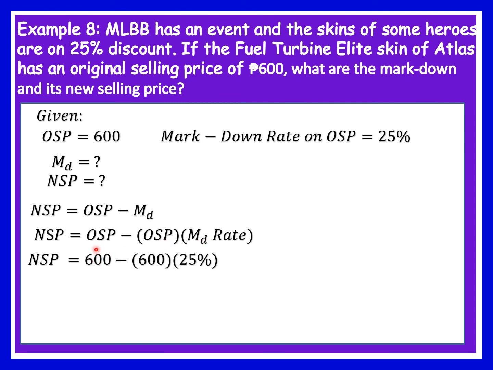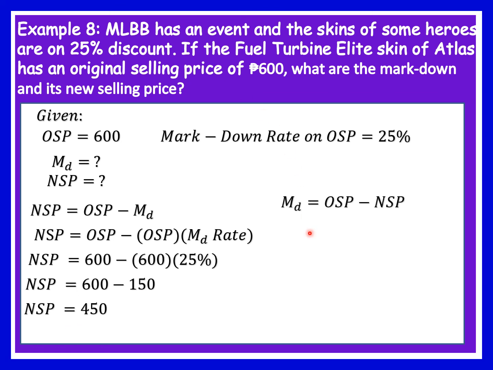Let us now substitute. The original selling price is 600. Again, it is 600 and the markdown rate is 25% based on the original selling price. So, we can now transform this into decimal form, then multiply by 600. So, that will be 150. Subtracting them, the new selling price is 450 pesos.